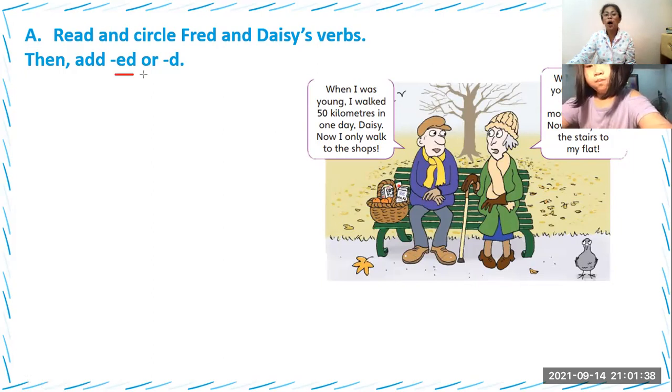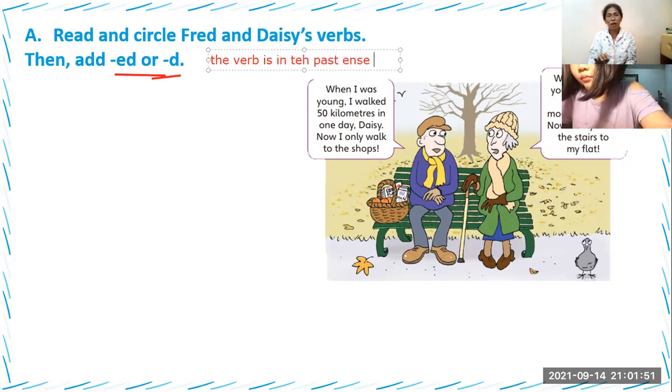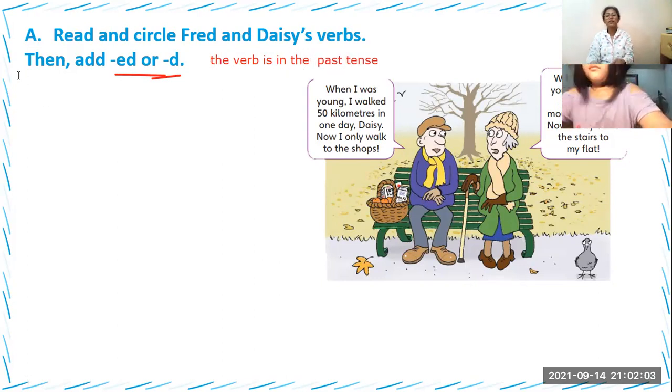If you are trying to add d or ed, it means the verb is in the past tense. Okay. If you try to add d or ed, it means that the verb is in the past tense. Do you understand, Moon? Yeah, teacher Anne, I truly understand. So the verb is in the past tense here.